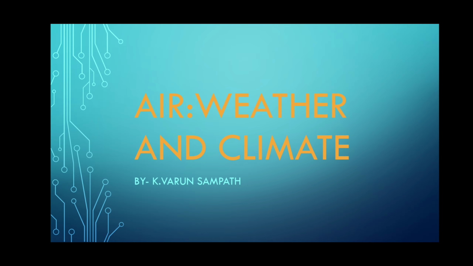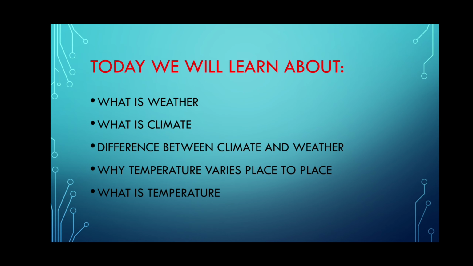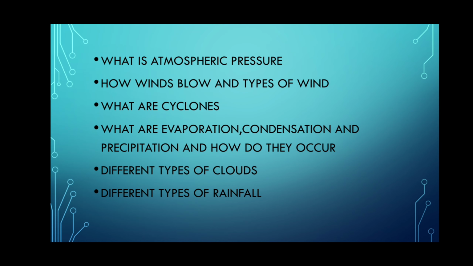Air, weather and climate. Today we will learn about what is weather, what is climate, difference between climate and weather, why temperature varies place to place, what is temperature, what is atmospheric pressure, how winds blow and types of wind, what are cyclones, what are evaporation, condensation and precipitation and how do they occur, different types of clouds, different types of rainfall.